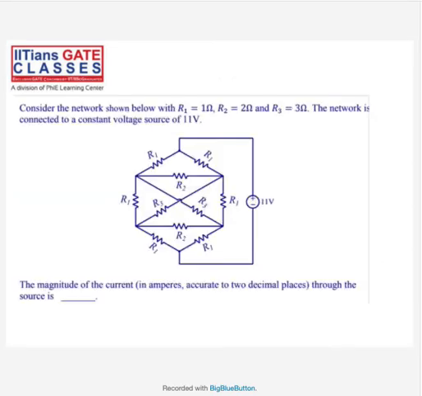Okay. So one more GATE question. This is a 2019 GATE question. Consider the network shown below. The values of resistances are given. The network is connected to a constant 11 volt supply. The magnitude of current in amps, accurate to 2 decimal places, through the source. So you have to find the current through the source.